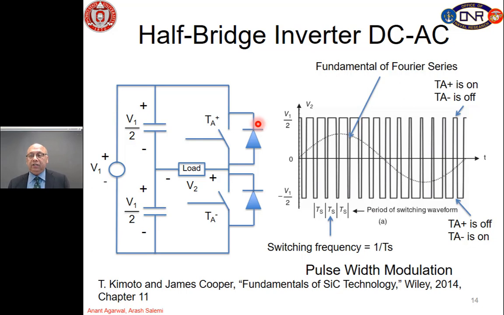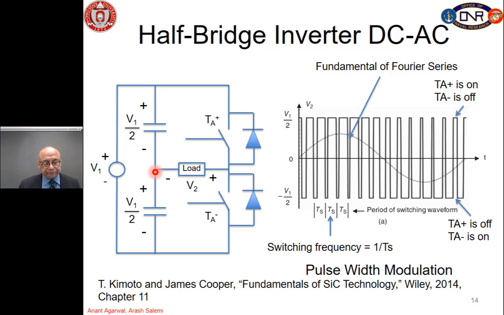An example of an inverter where we are converting DC into AC. A good application is motor drive. So, here we have a source of DC voltage V1, which is divided up into two sources V1 over 2 across these two capacitors in series, and then we have two switches and two diodes across these switches. These diodes are called the freewheeling diodes or anti-parallel diodes, and they are labeled as TA plus and TA minus switches, and then the load is connected between the switch and the center of the capacitor bank.